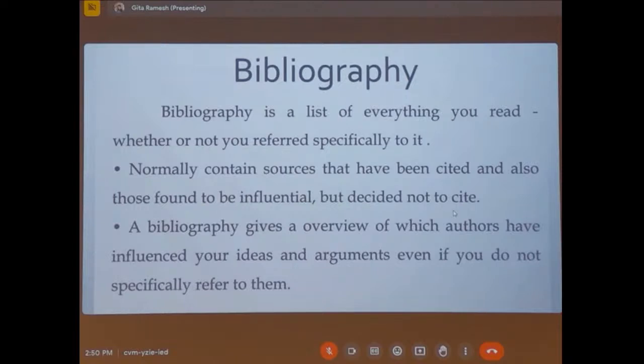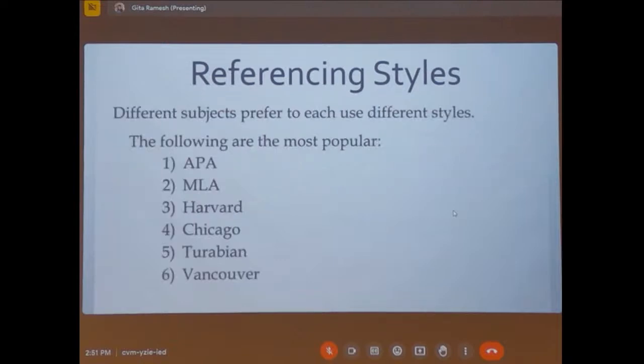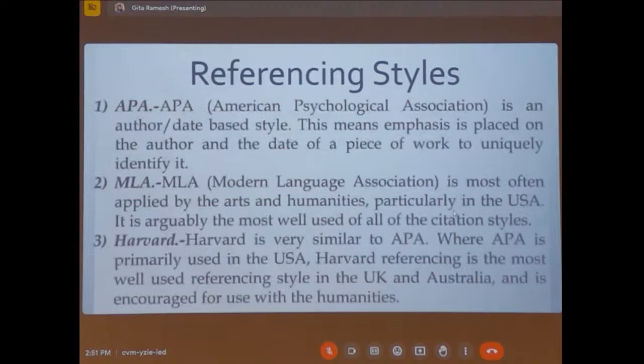Now, when you are writing a reference or a bibliography, there are certain referencing styles which have to be followed. They are also called citation styles. That means, how do you write all these? The various referencing styles are APA, MLA, Harvard, Chicago, Turabian, and Vancouver. I will just briefly tell you what APA, MLA, and all these citation styles are.